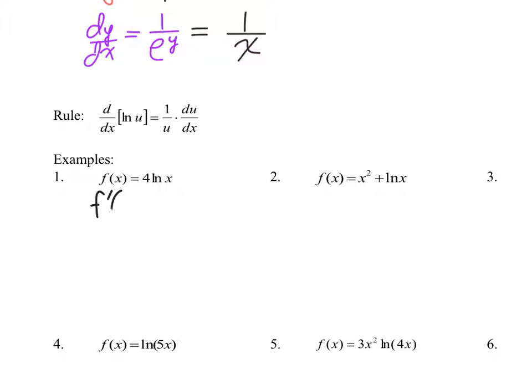Number 1 is a constant multiple. So 4 times 1 over x. Number 2, power rule, 2x, plus, well, natural log is just 1 over x.